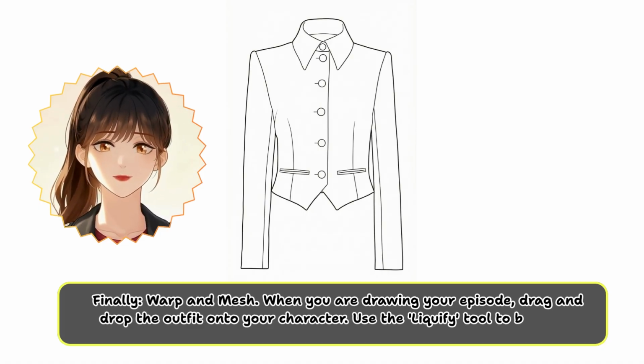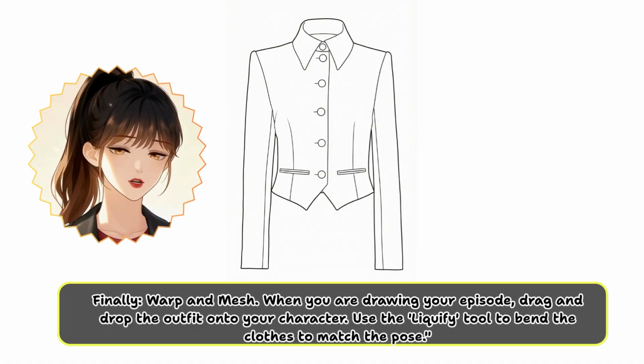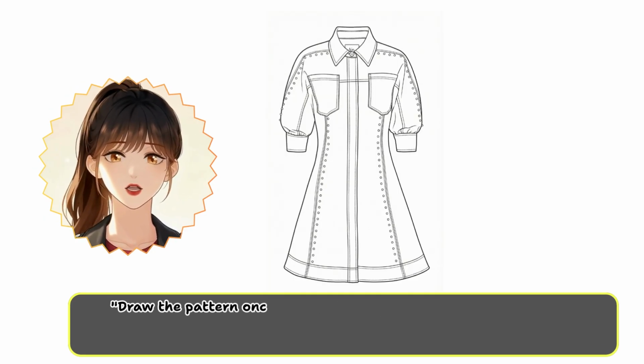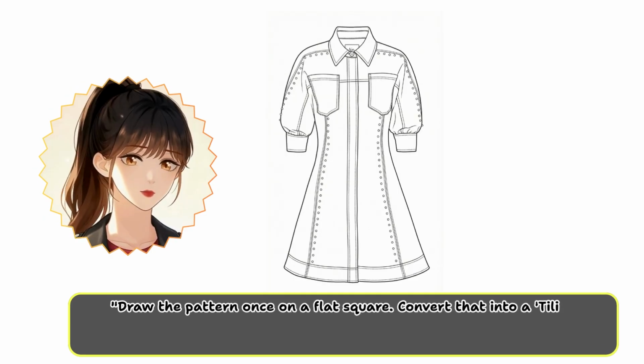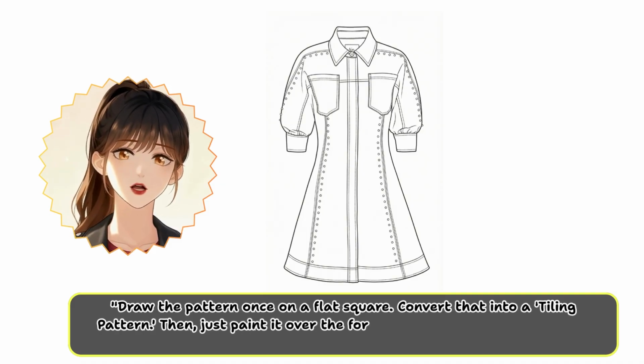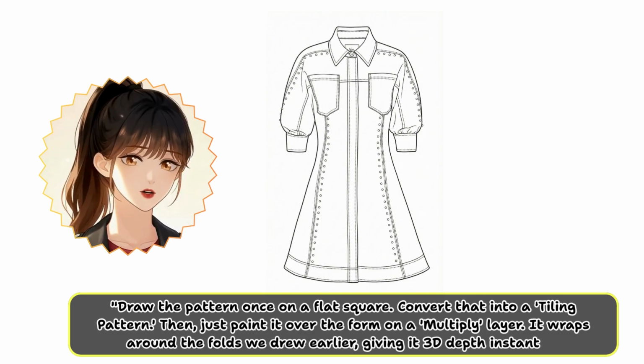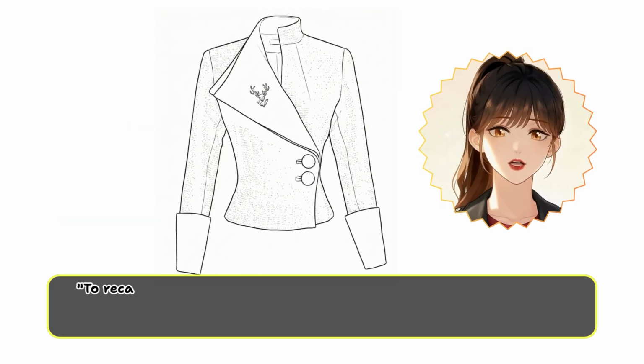Use the liquefy tool to bend the clothes to match the pose. This works perfectly for structured items like this high collar blazer. Since the fabric is stiff, it doesn't deform much, making it the perfect candidate for a reusable asset. For complex patterns, like this floral print or the embroidery on the sleeves, do not hand draw this every time. Draw the pattern once on a flat square, convert that into a tiling pattern, then just paint it over the form on a multiply layer. It wraps around the folds we drew earlier, giving it 3D depth instantly.